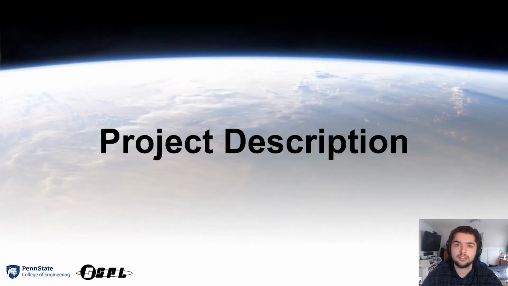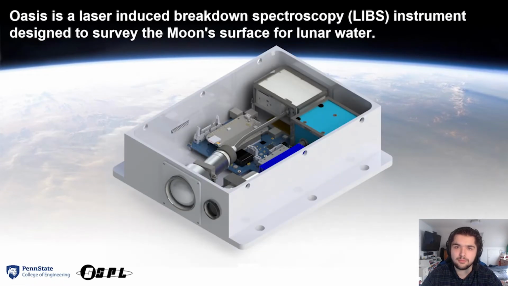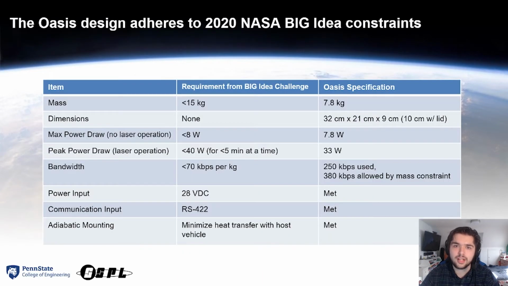Let's begin the description of the Oasis project. To reiterate, Oasis is a LIBS instrument surveying the moon's surface for water. The Oasis design adheres to constraints outlined specifically by the 2020 NASA Big Idea Challenge, as shown in the table below. A quick note, while there were no volumetric requirements outlined by the competition, we felt it appropriate to list these figures alongside the mass of the payload.